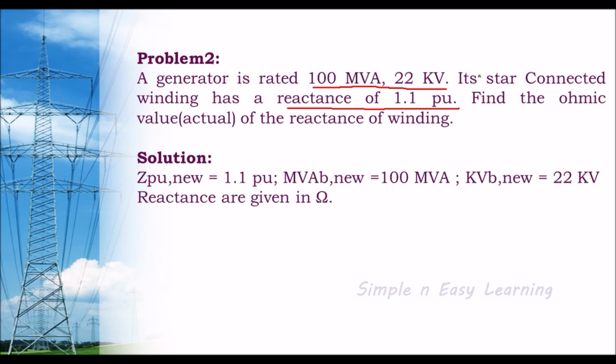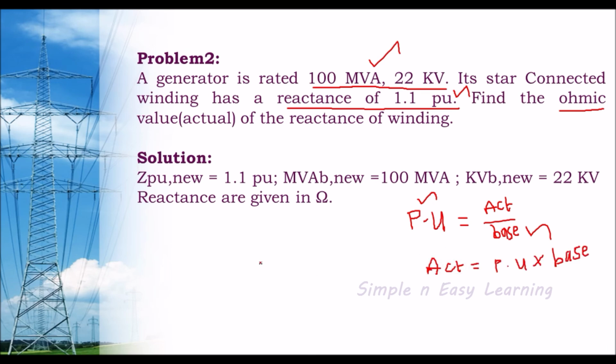So the base value is given, and the reactance is given in per unit. As per our definition, per unit equals actual by base. So in this problem the base value and the per unit value are specified, and you need to find the actual value. That is, find the ohmic value, the answer in ohm, the actual value of the reactance of the winding. So actual value equals per unit value into base value.